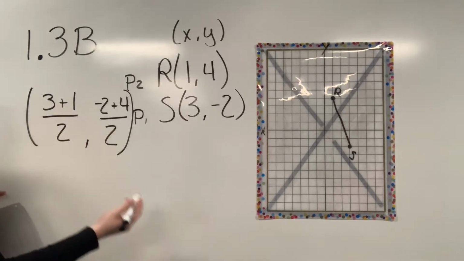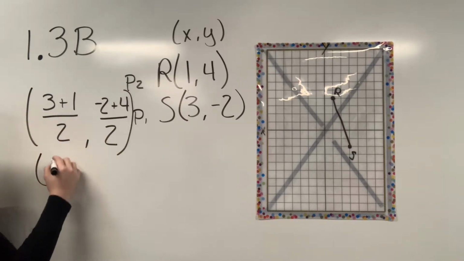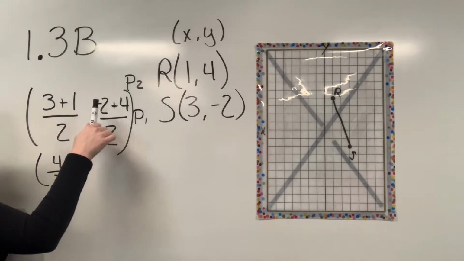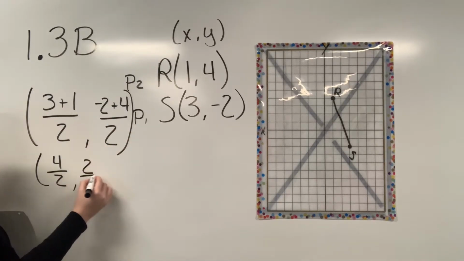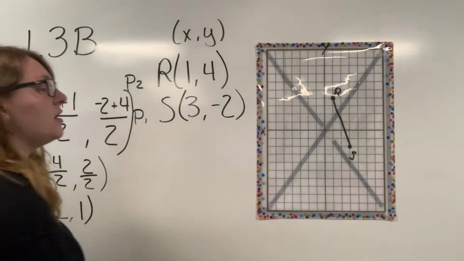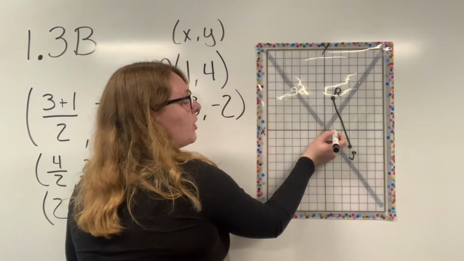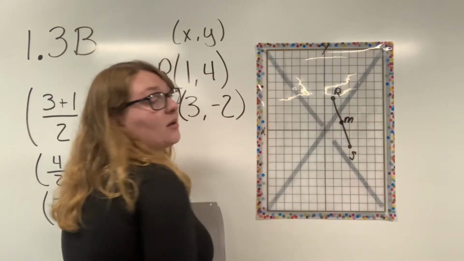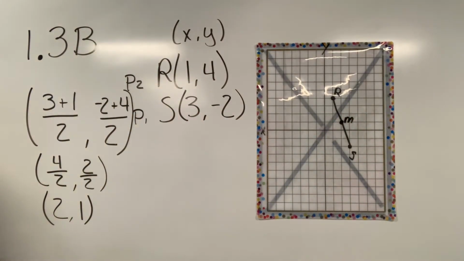Now we have to simplify. 3 plus 1 is 4, but we're going to keep that divided by 2, comma, -2 plus 4 gives you a +2, and we'll keep that divided by 2. Now we can simplify. 4 divided by 2 is 2, and 2 divided by 2 is 1. So our midpoint is (+2, +1). So from our origin, we're going to go to the right 2 and up 1. Here's our midpoint. I'm labeling it with an M because it stands for midpoint.